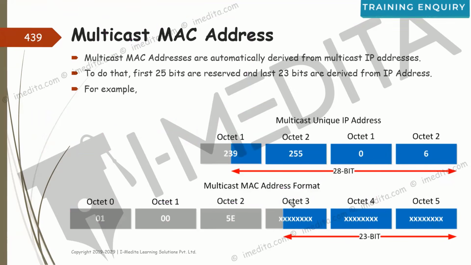Write the last 23 bits of your IP in binary and convert it into hexadecimal. To convert from binary to hexadecimal, we make groups of 4 bits and write them down: 4 bits, 4 bits. Here also 4 bits, 4 bits.